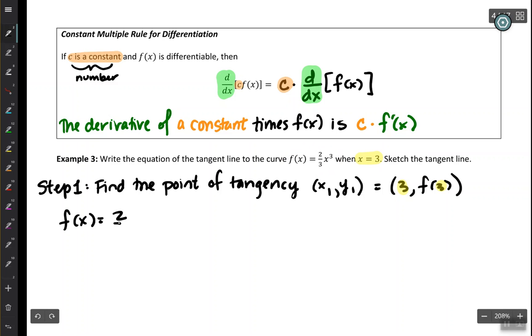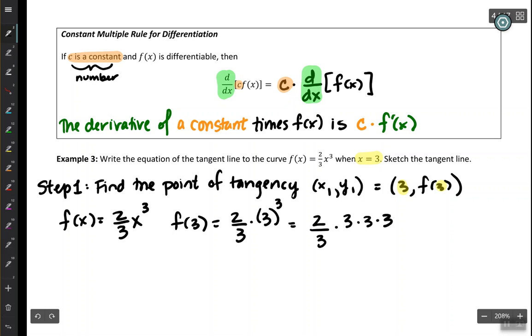f of x is 2/3 x cubed. So f of 3 is 2/3 times 3 cubed. That's 2/3 times 3 times 3 times 3. There's a times 1, so it's just 2 times 3 times 3. It's 2 times 9, which is 18. So here's your point of tangency: x1, y1 is 3, comma, 18. Just put a 3 in everywhere I saw an x, and the y coordinate ended up being 18.